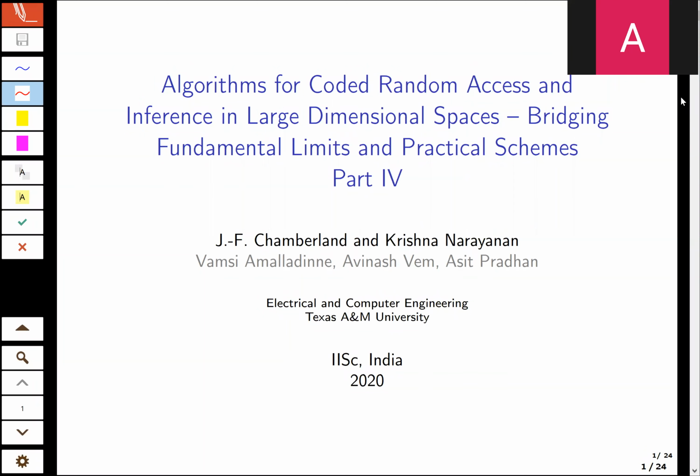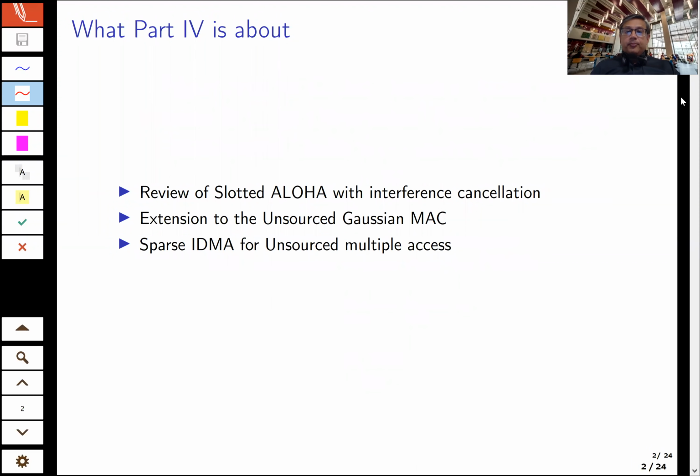Okay, welcome back to part 4 of this tutorial. In part 3, you would have seen that Dr. Chamberlain talked about using a compressed sensing approach to solve the coding problem for the multiple access channel. In this part, we're going to go back and take a largely coding based approach to solving the problem. Nevertheless, you will see that compressed sensing has a role to play in these coding schemes as well.